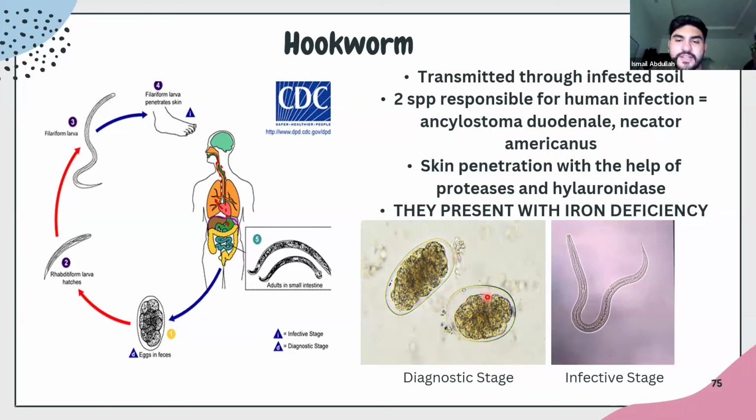This is the egg. I don't know if you can notice this egg seems to be in clusters, like it's squished, you know what I mean? So this is how I really memorized it. And this is the filariform larva. Okay, this is infective and this is diagnostic. Is this clear? This is very important.